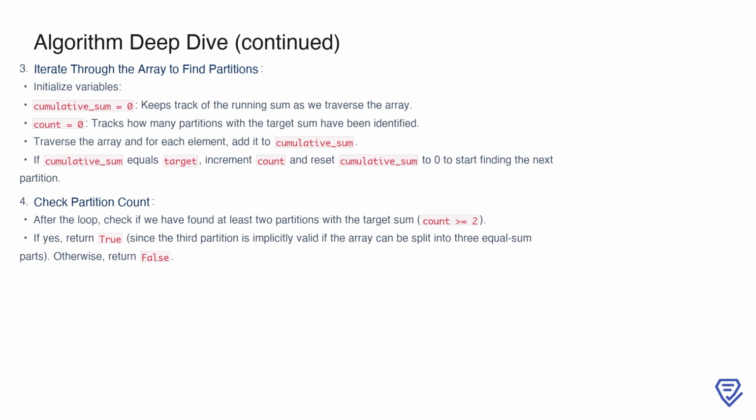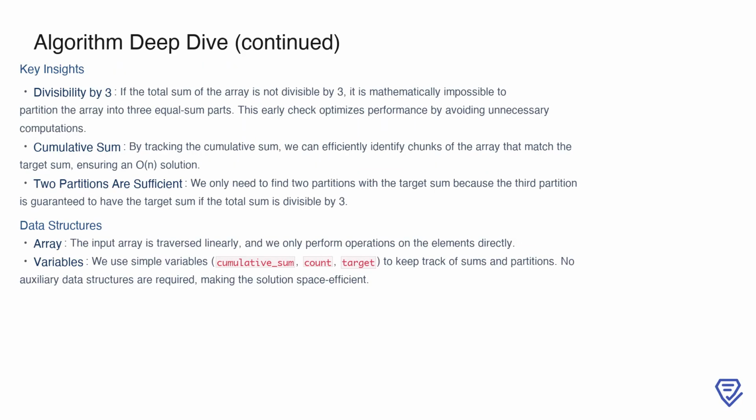Once the traversal is complete, we check the count. If we've identified at least 2 partitions with the target sum, we return true because the remaining elements inherently form the third partition. Otherwise, we return false, as it would mean the array cannot be divided into 3 equal sum parts. There are a few key insights that make this approach both efficient and logical. First, the divisibility of the total sum by 3 is a critical early check, as it immediately rules out impossible cases.